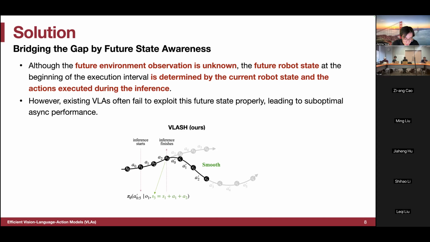So we can feed the current environment observation and the future robot states to the VLA model to directly generate the actions after the inference delay, thereby bridging the gap between prediction and execution. But unfortunately, we found the existing VLA models cannot directly leverage the future states properly. And this leads to suboptimal accuracy and asynchronous performance.